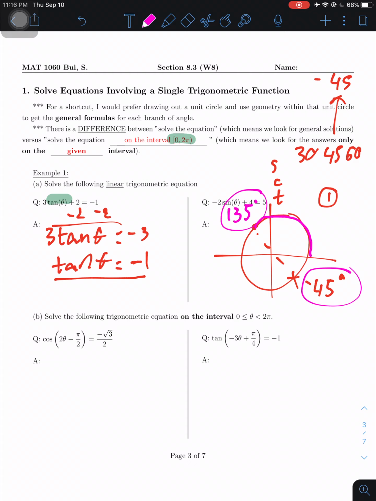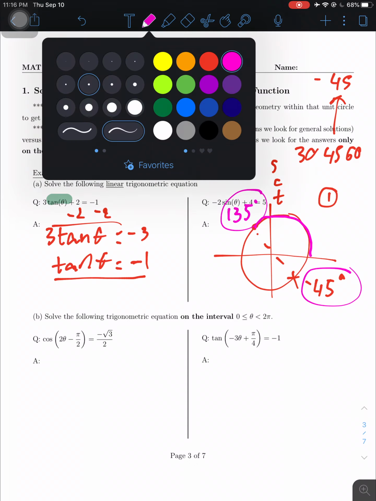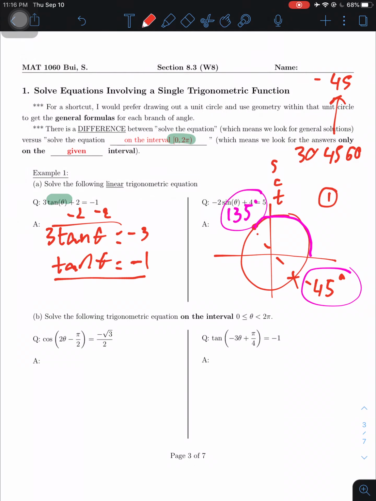I personally like to keep everything positive, so I'm going to write this one as a positive angle. Negative 45 is the same thing as 360 minus 45, which is 315. As for the reasoning, they are coterminal angles of each other. If you don't remember the coterminal angles, please look back in the previous notes to figure that out. So we're having two families in here, this one right here and this one in here.